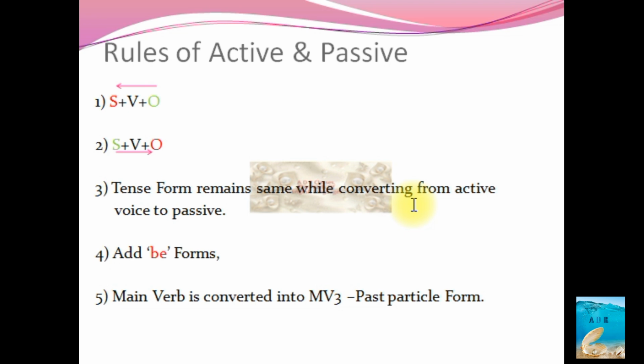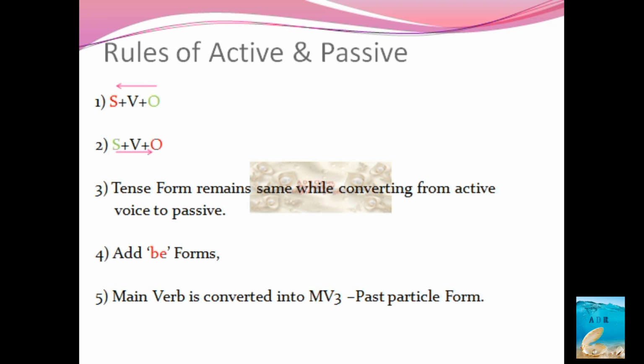If the sentence in active voice is in present tense form, then the sentence in passive voice will also be in present tense. If the active sentence is in past tense, the passive sentence will also be in past tense. So the tense form remains the same. Now we are supposed to use the be forms here. What are these be forms? In my previous videos I have extensively dealt with the be forms and auxiliary verbs, or what we call auxiliaries. I have done all these things, kindly refer there.